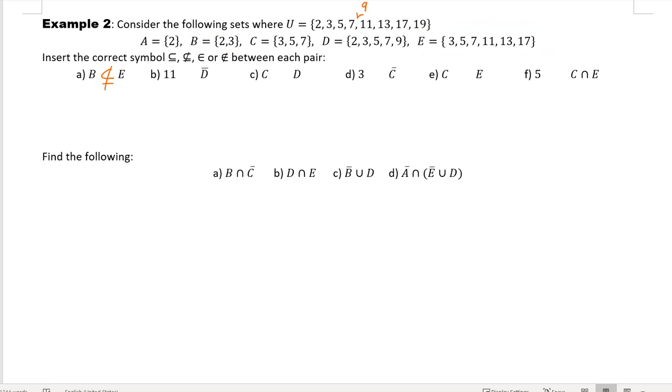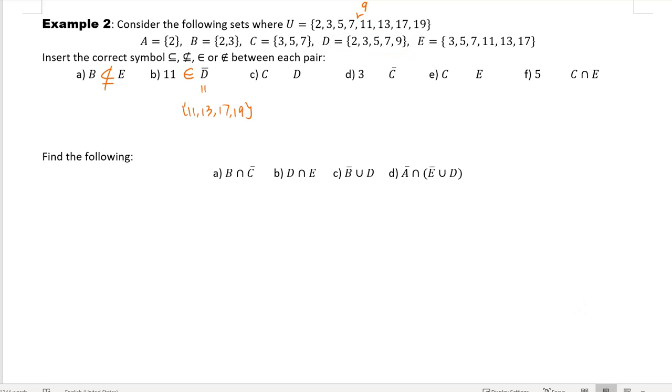Okay, next one, 11 and D complement. This is D. What is D complement? It's in the universal set U, but not in D. You start with the universal set U, and then you take out the elements that are in D. So you take out 2, 3, 5, 7, 9. So D complement, what's left? 11, 13, 17, 19. Is 11 in this set? Yes, it belongs to. So we use this symbol.